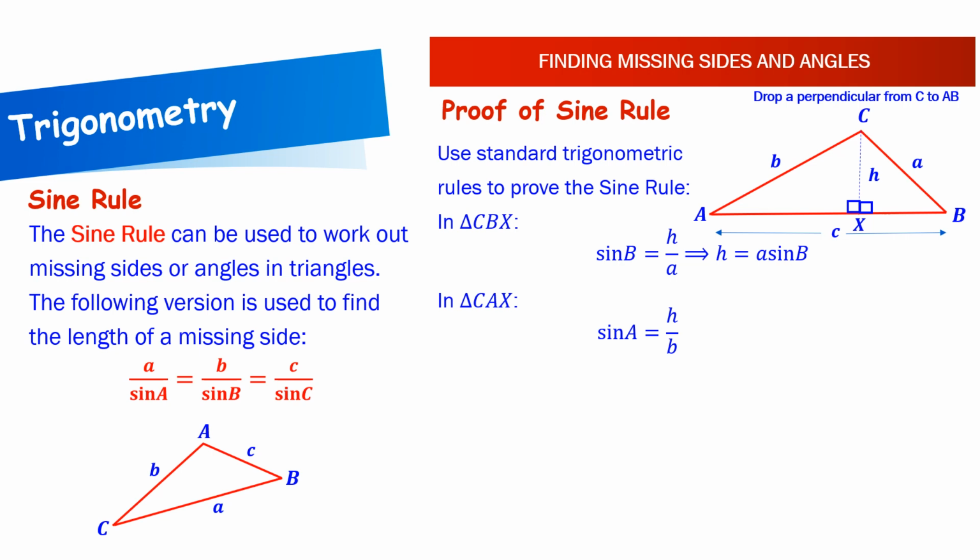In triangle CAX, which has been highlighted, sine A equals h over B. And rearranging gives us that h equals B sine A. So therefore, A sine B equals B sine A, as shown. And this implies that A over sine A equals B over sine B.